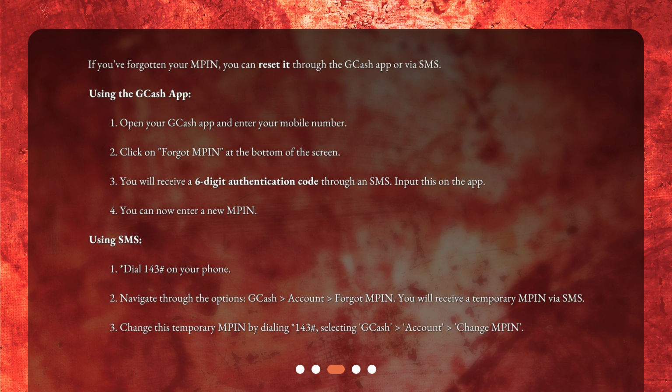Using SMS: 1. Dial *143# on your phone. 2. Navigate through the options: GCash > account, forgot MPIN. You will receive a temporary MPIN via SMS. 3. Change this temporary MPIN by dialing *143#, selecting GCash > account > change MPIN.